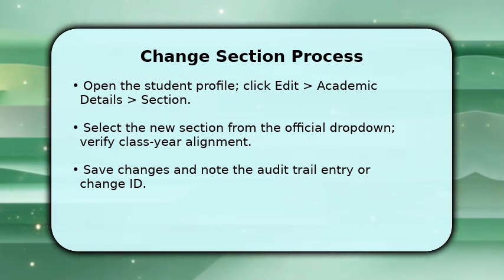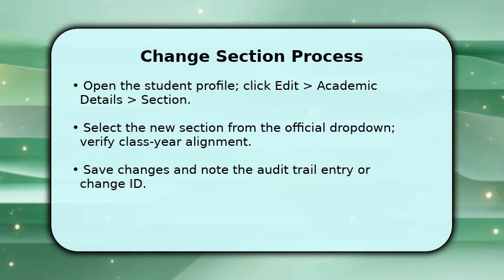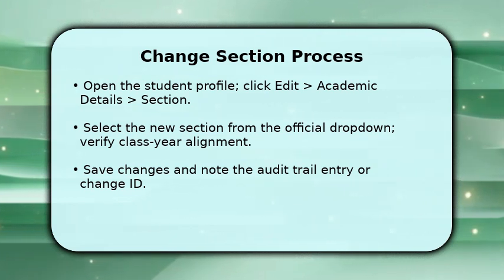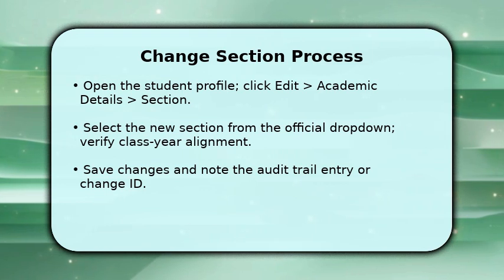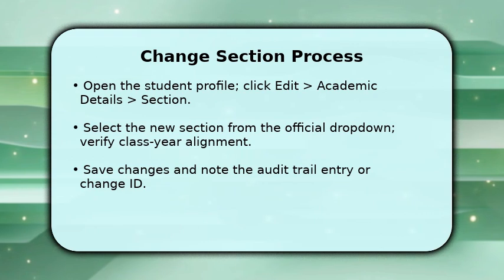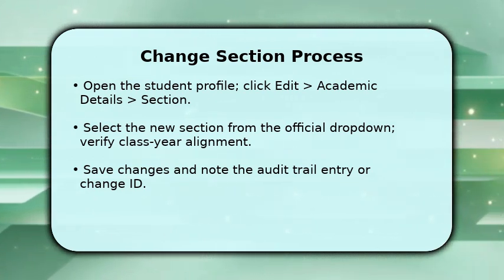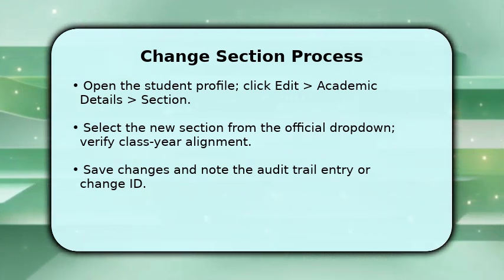Make sure the class year aligns with the section to avoid validation errors. If mismatched, correct the class first. After selecting the new section, hit Save and wait for the confirmation message. Once saved, check the audit trail or change ID to confirm the update was recorded by the system.